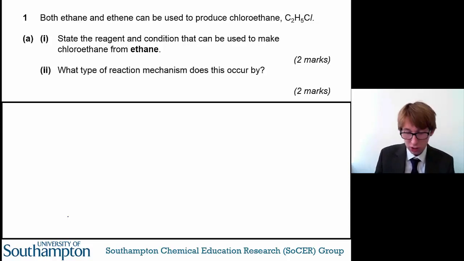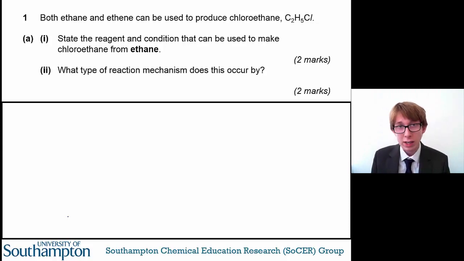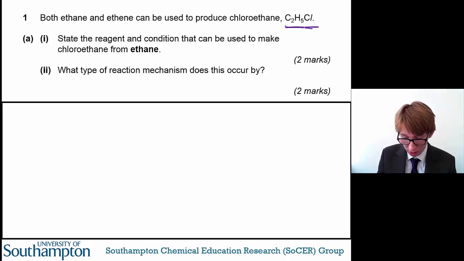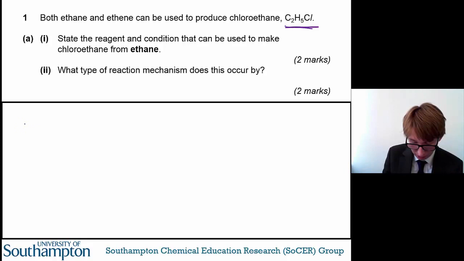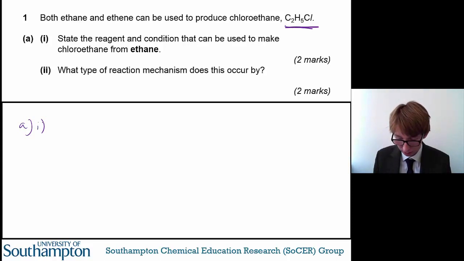The first question says both ethane and ethene can be used to produce chloroethane. So that is this molecule here. The first part of the question asks you to state the reagent and the condition that can be used to make chloroethane from ethane. And that is worth 2 marks. So you get 1 mark for the reagent and 1 mark for the condition.